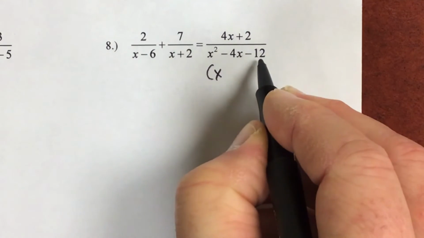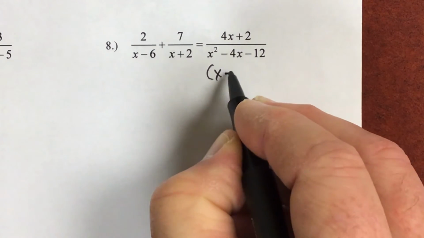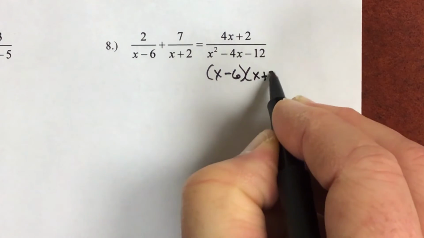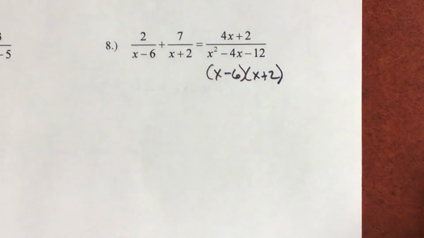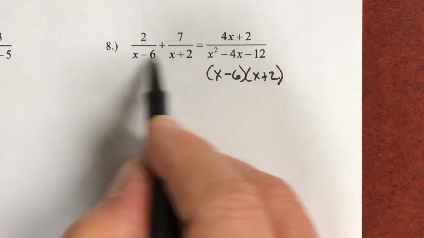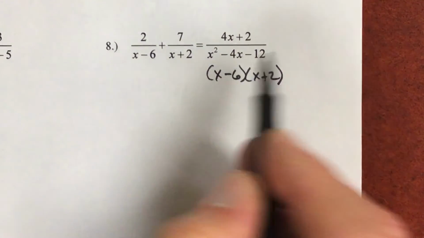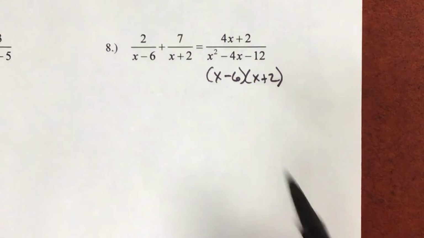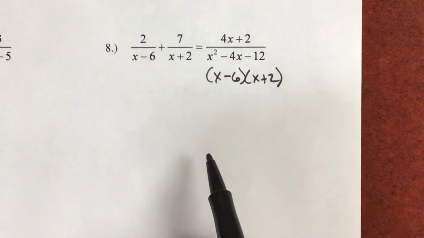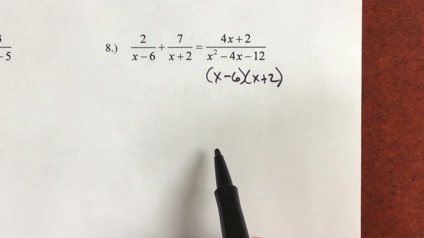So what do you multiply to get negative 12 that adds up to negative 4? X minus 6, x plus 2, right? So most of the time, when you've got these two factors sitting out here, those two factors make up this thing, right? Maybe give that a shot and see if that's true. Most of the time it's true, sometimes it's not. You have to be careful with that.